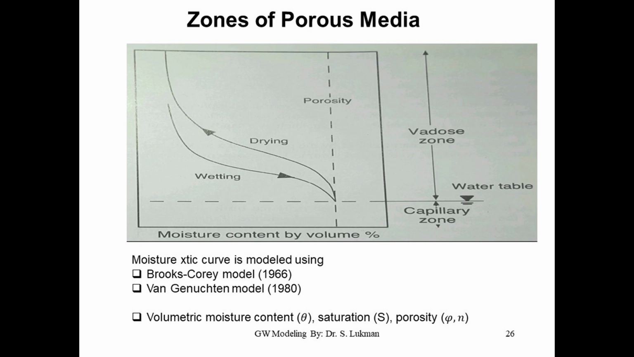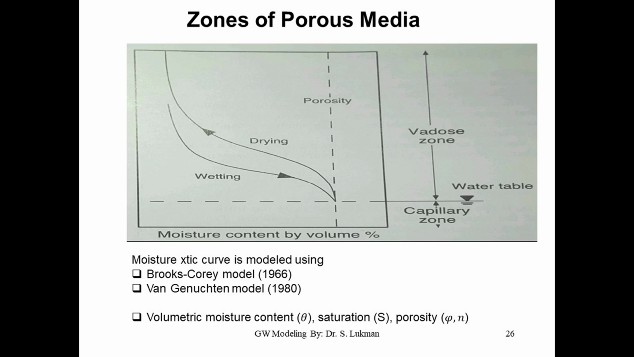Okay? So this one should be the volume of voids, VV. Then if you want it in percentage, times 100%, okay? For the unsaturated zone, what do you think will be the value? How will the value vary? It means the value will vary from 0 to 1, right?